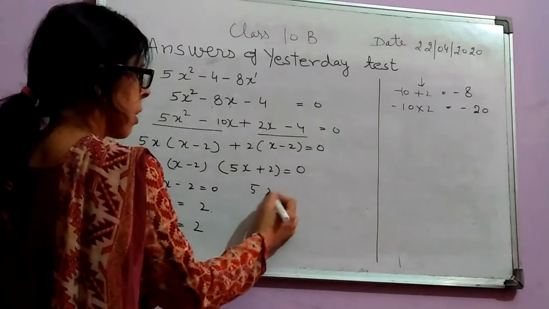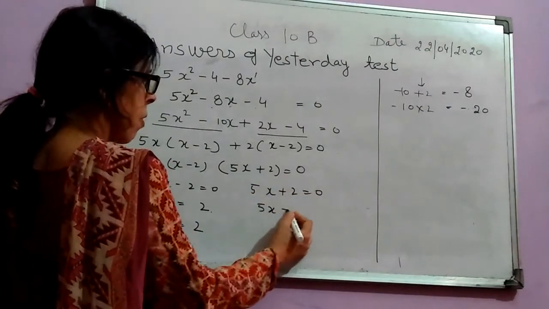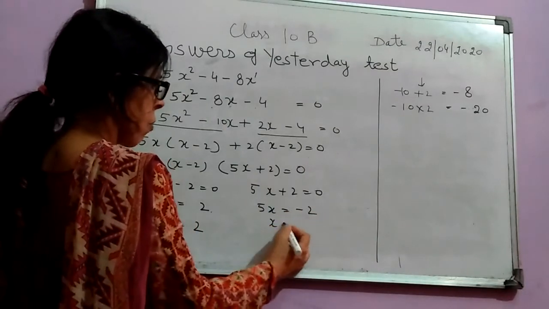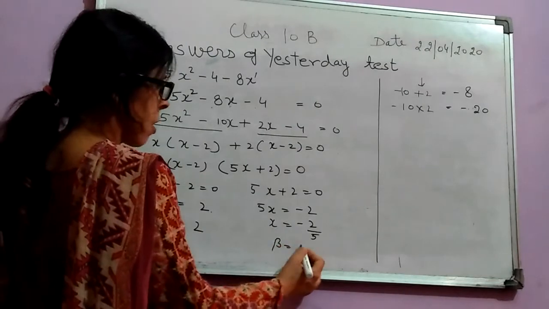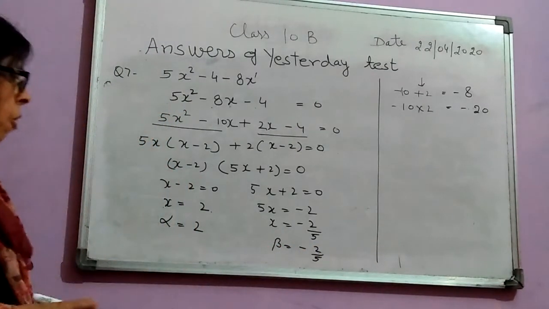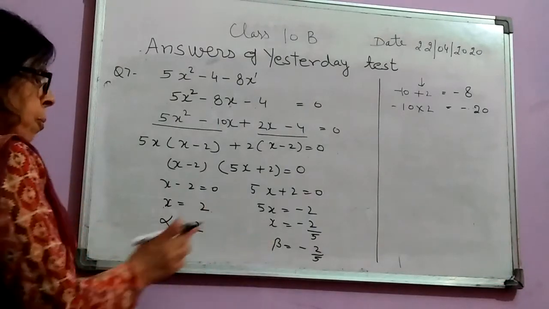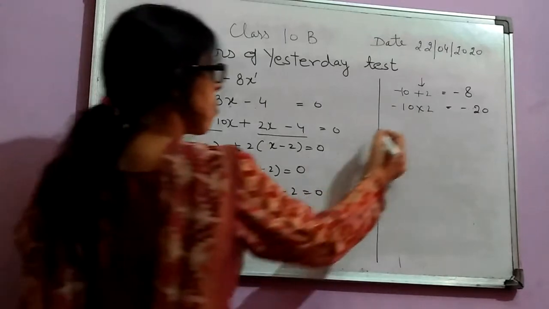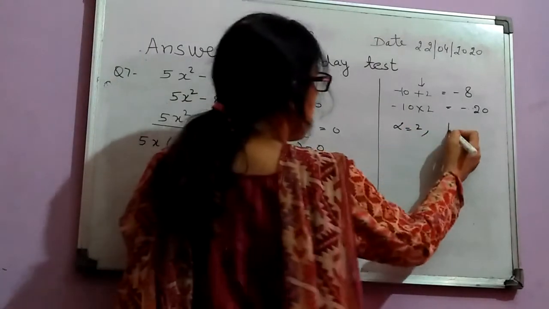Similarly for the second factor, put the second factor equal to 0. 5x plus 2 equals 0, x is equal to minus 2 upon 5. So second value of x is minus 2 upon 5. So these two values of x are known as alpha and beta, and they are the zeros of the polynomial. So first zero alpha is 2. Second zero beta is minus 2 upon 5.